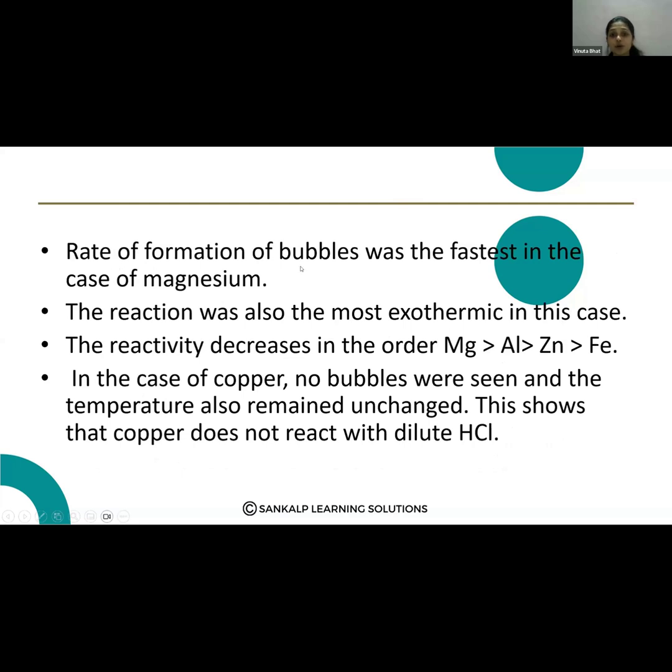The rate of formation of bubbles was the fastest in the case of magnesium. The reaction was also most exothermic in that case. So here on a reactivity basis we can say magnesium, aluminium, zinc and iron, like that. But based on bubble formation alone, we cannot write the reactivity. In the case of copper, no bubbles were seen and the temperature also remained unchanged. This shows copper does not react with dilute HCl.